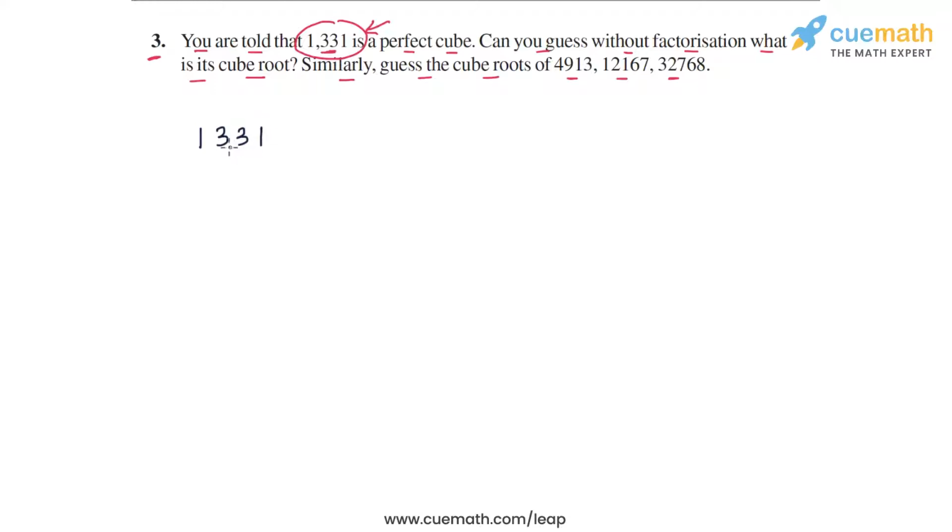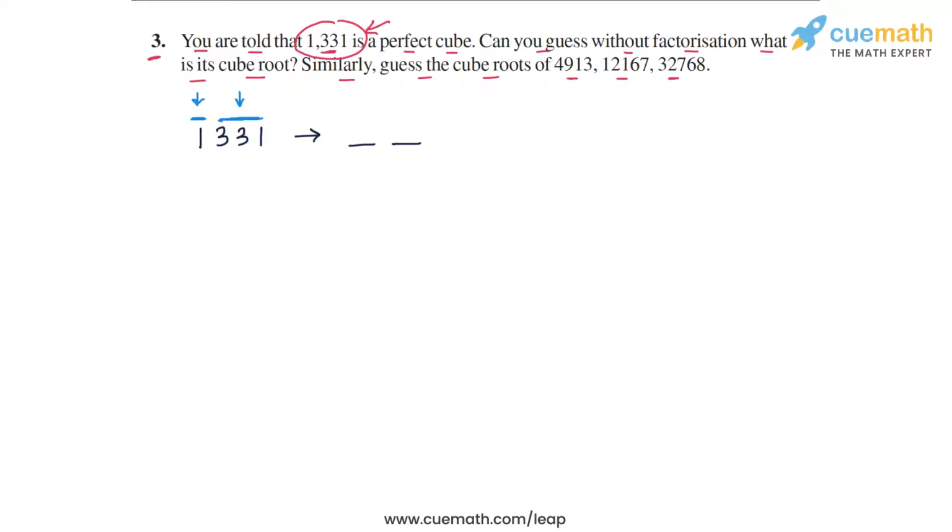To apply this technique, we will first make groups of 3 digits in this number, starting from the rightmost digit. So we make a group of 3 digits, which is 331. That's our first group. The remaining digit is only 1, so this is the only digit in the second group. And because we have 2 groups, we will have 2 digits in the cube root of this number.